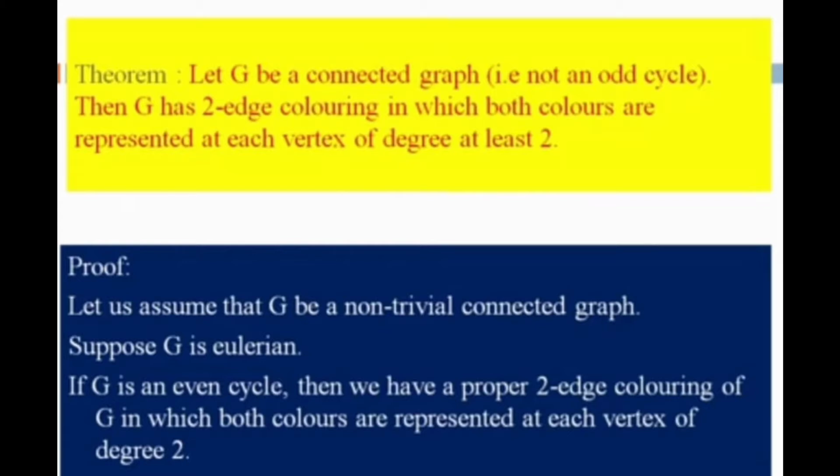Suppose G is Eulerian. Here, Eulerian means it has an Eulerian trail which traverses every edge of G. G is Eulerian if every vertex of G has even degree. If G is an even cycle, meaning a cycle with an even number of vertices, then we have a proper two-edge coloring of G in which both colors are represented at each vertex of degree 2.